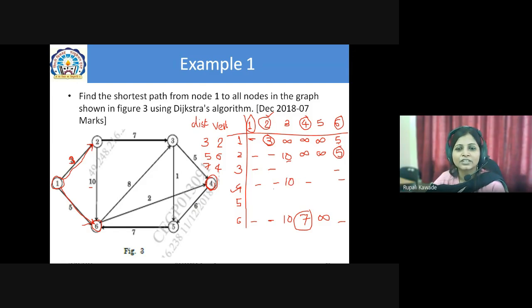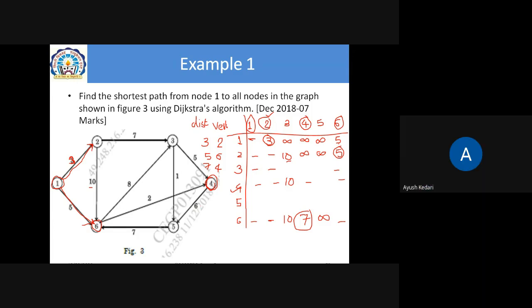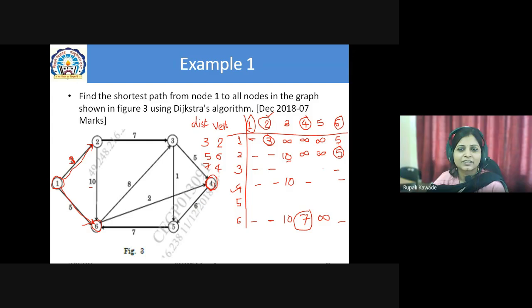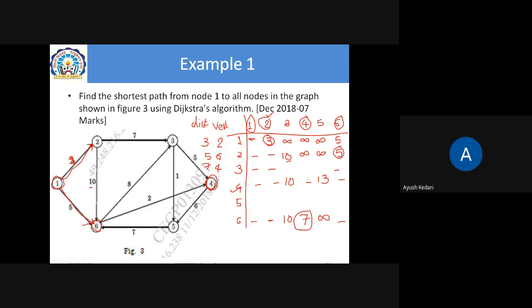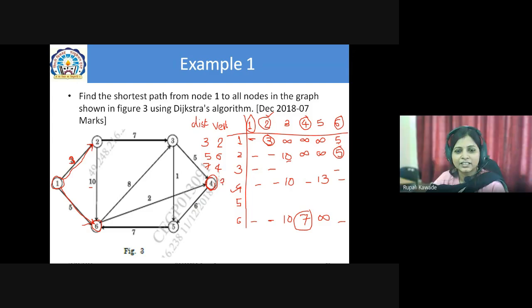Okay. And what is the distance between 4 and 5? 7 plus 6, 13. So out of these two, which one can you select? Vertex 3 and distance 10. Okay, vertex 3 and distance 10. So we came here, here dash, right? Now tell me, distance between 3 and 4.